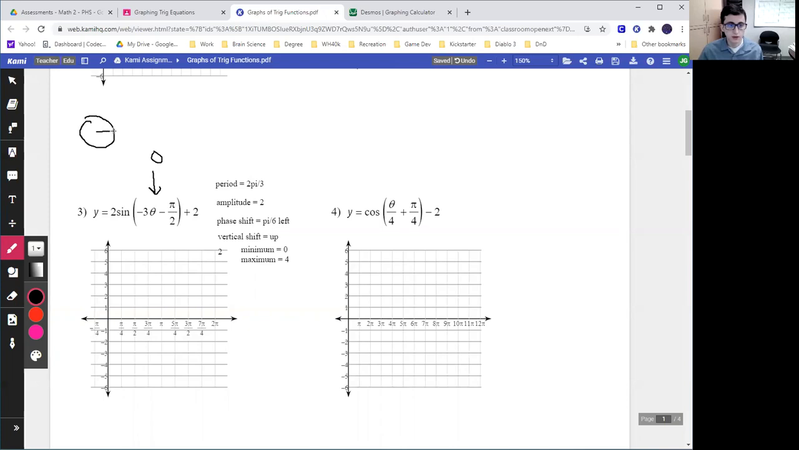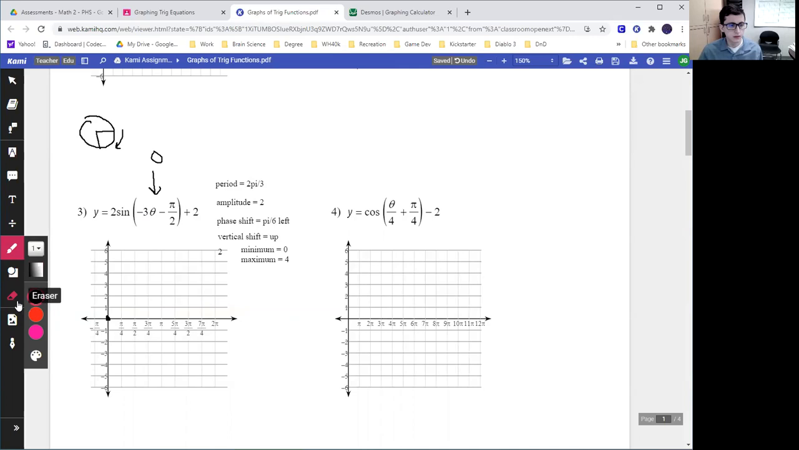Negative pi over 2 means rotate this way, right? And pi over 2 would be here, so that's -1. So sine of negative pi over 2 is -1. Multiply that by 2, so that's -2. And then plus 2 is 0. So we put in 0, solve it all out, we get 0.